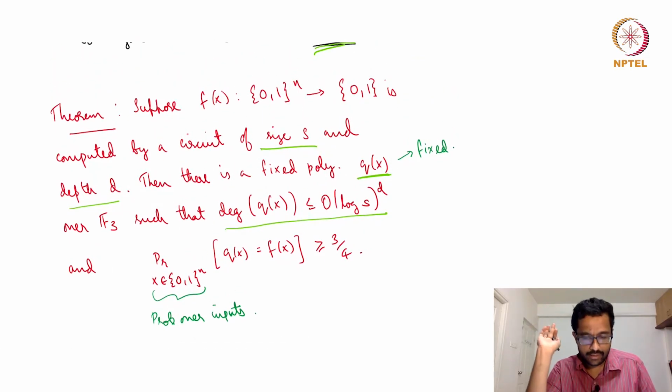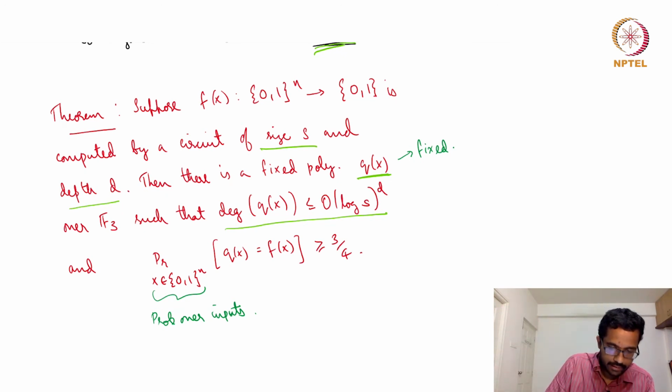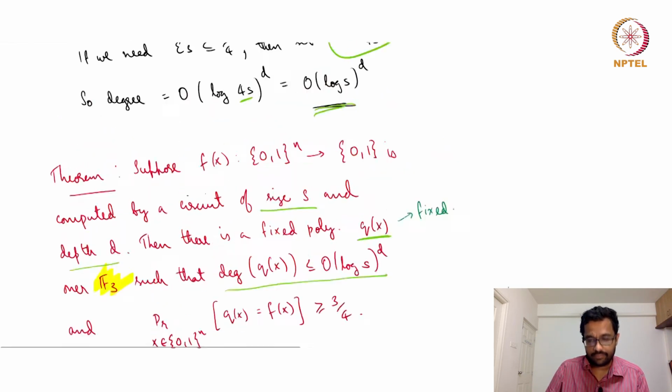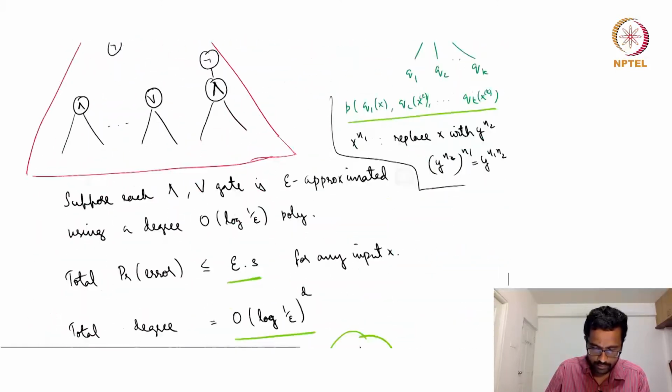So again, the statement is that if there is a function f that can be computed by a circuit of depth d and size s, there is a fixed polynomial. Now there is no distribution over F3, such that the degree is order log s whole power d. And if you randomly pick the input, the probability that the polynomial agrees with the function is at least 3/4. So that is what I wanted to show in this lecture.